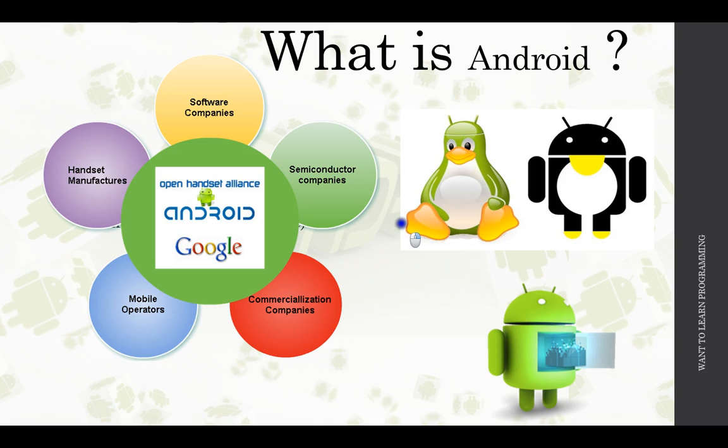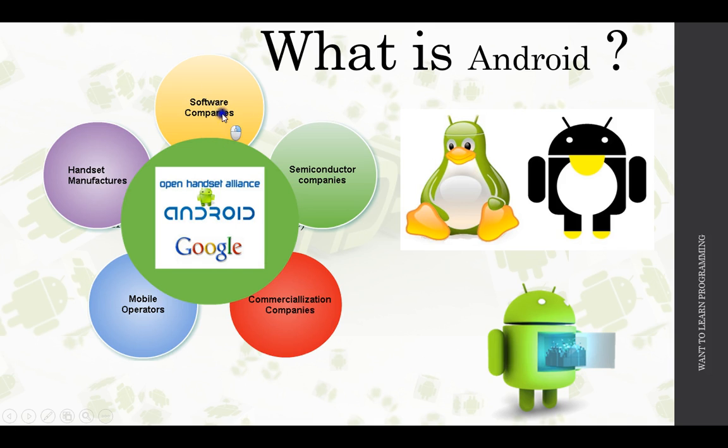The open standard is the standard which all the companies will follow so that it can be maintained and developed easily. The OHA was established on 5th of November 2017, led by Google, including mobile handset makers, application developers, and chip makers. They work together to make Android better day in and day out. So we'll see one by one group in OHA.